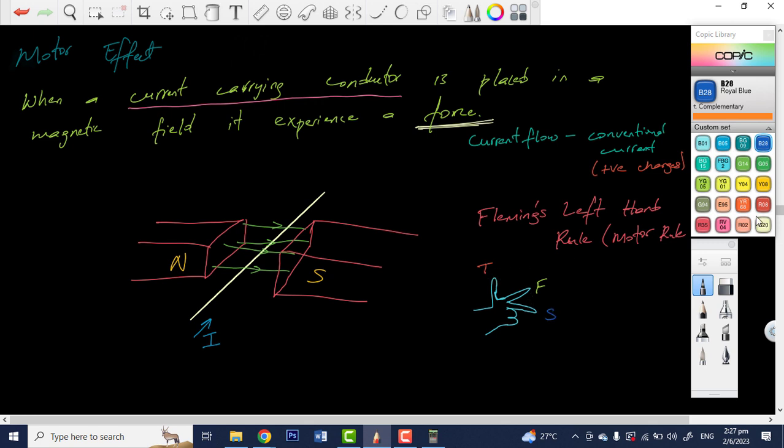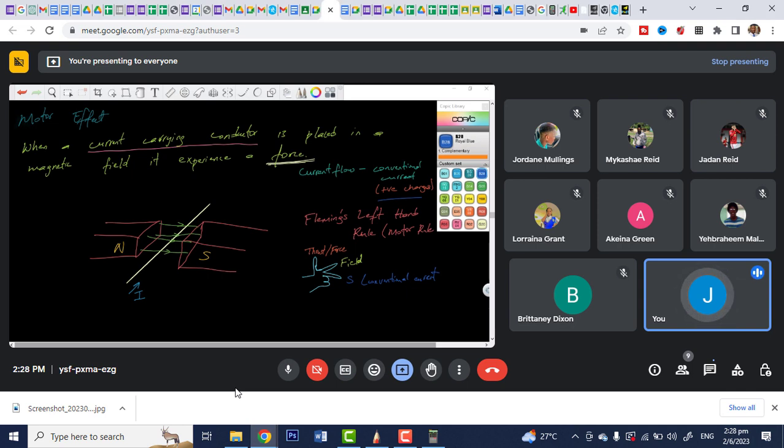Now, the thumb indicates the thrust, which is merely the force. So the thumb is what you use to tell the force. Your first finger will tell you the direction of the magnetic field. And your second finger will tell you the direction of the conventional current, which we say is the movement of positive charges. So now, let's get our 3 fingers at right angles. First 3 fingers, your thumb, index, and middle finger must be at right angles.